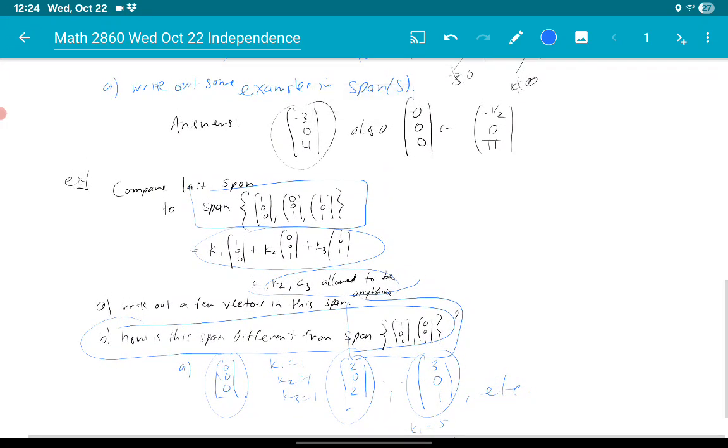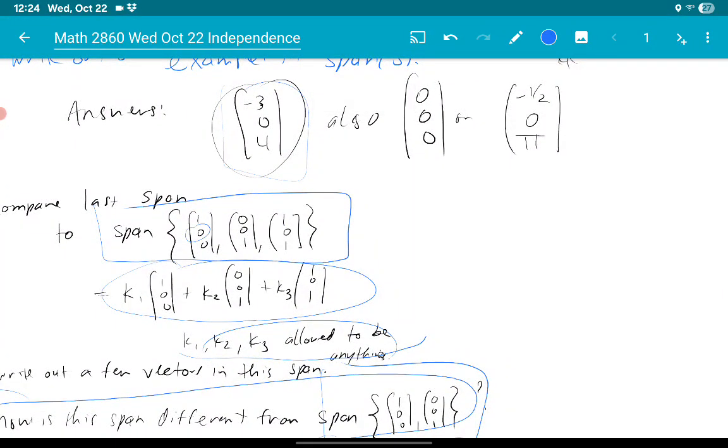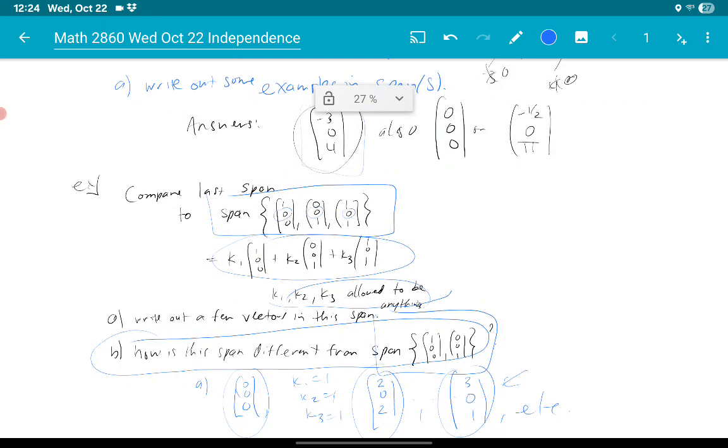Earlier, we could create anything that has a 0 in the middle, right? And all these still have 0 in the middle because all the vectors they come from also have 0 in the middle. So if you think about it for a moment, the answer is they are the same.